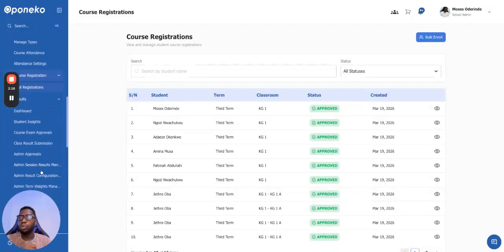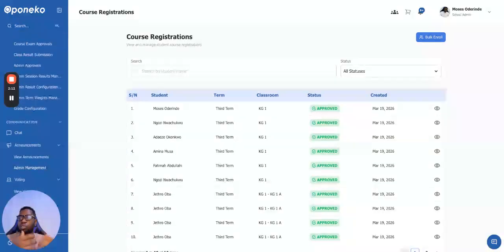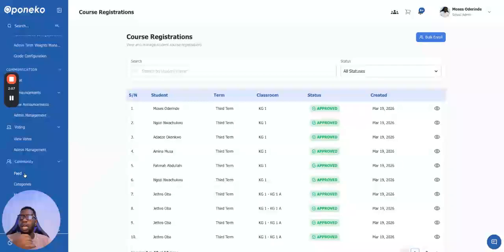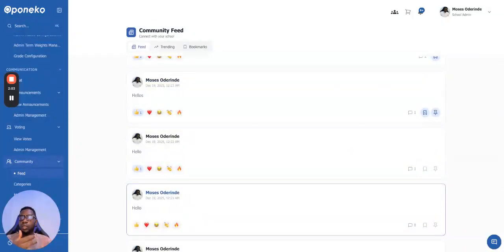There's also a robust resource management flow and communication channels for chats, for announcements, for voting, and also a social media platform where students can communicate their thoughts and socialize within the school environment.